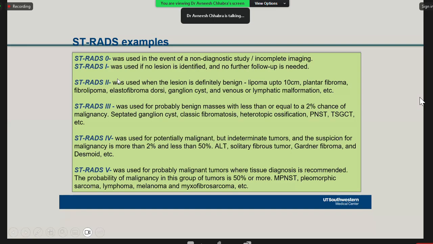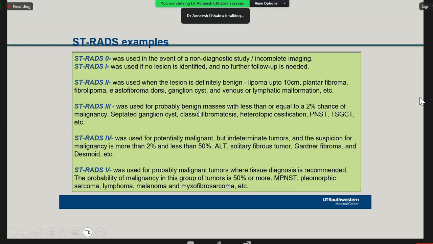Okay, and then we had some examples for them going from the WHO table. So a lipoma up to 10 centimeters has been shown. If you see a fatty tumor large up to 10 centimeters, still you can call it lipoma. Plantar fibroma, fibrolipoma, elastofibroma. These are the diagnoses you can make in your practice that these are benign, right? I don't have to teach you the characteristics. So we didn't put any characteristics in the paper as we were asked for OT-RADS.